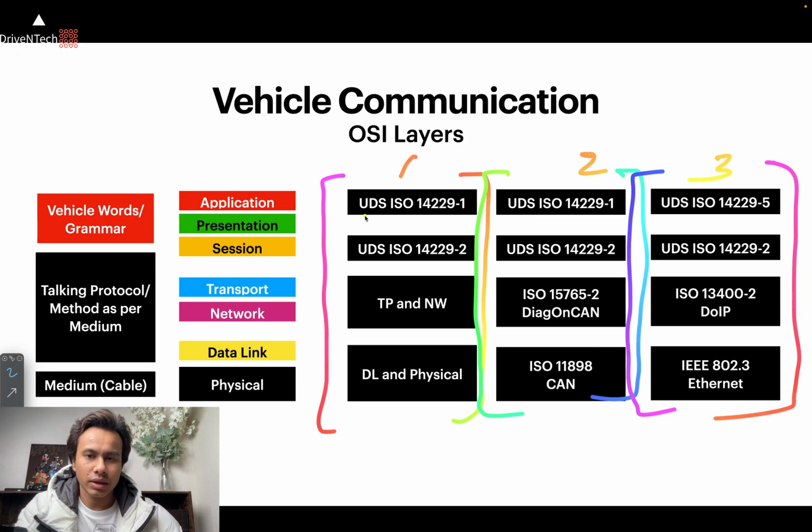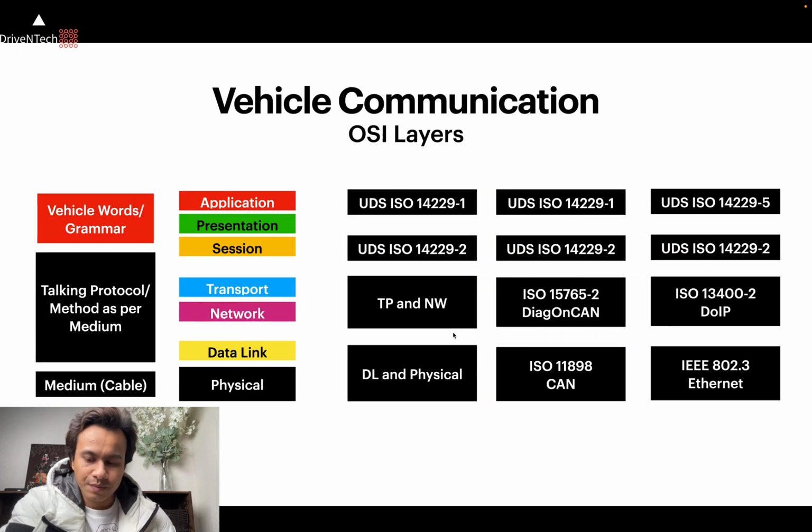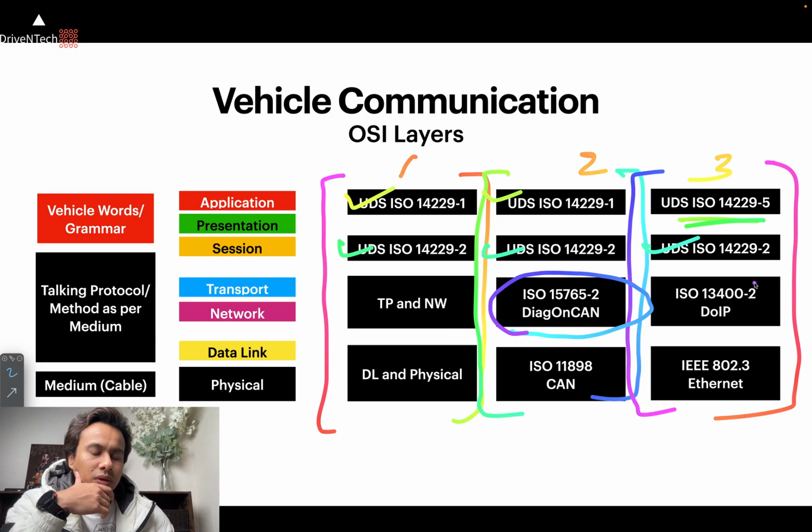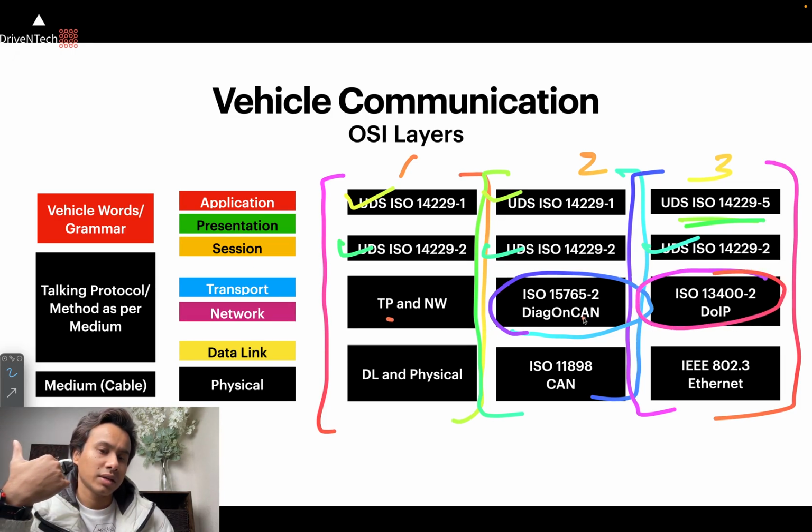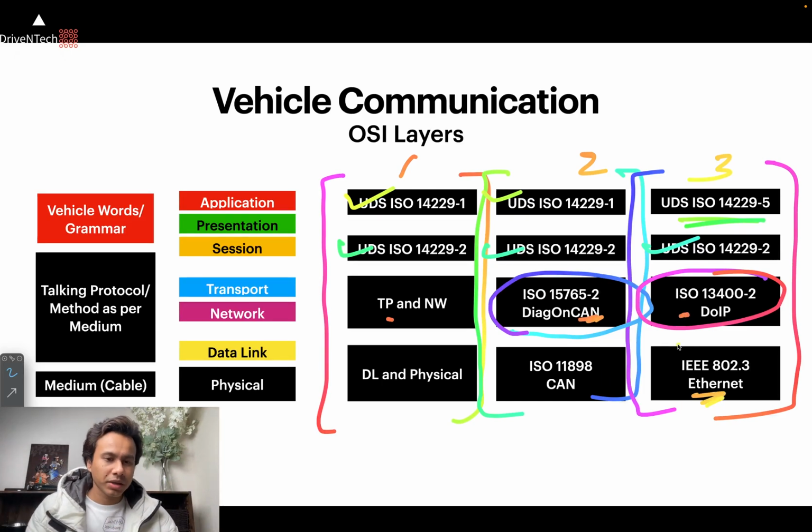Here you can see the application layer is the same in these two stacks. Here we have changed the application layer. No need to worry why we have changed. We can have these kinds of plug and play modules, and the session layer is almost the same here. Here I have mentioned this Diagon CAN protocol, and here there is the DoIP protocol instead of this Diagon CAN. Here I'm using Ethernet as the communication medium, and here I'm using CAN.